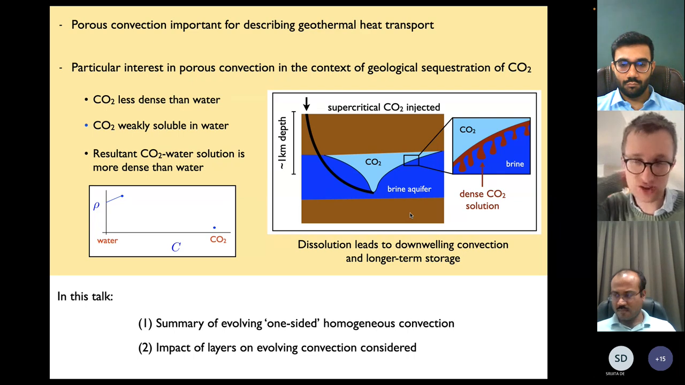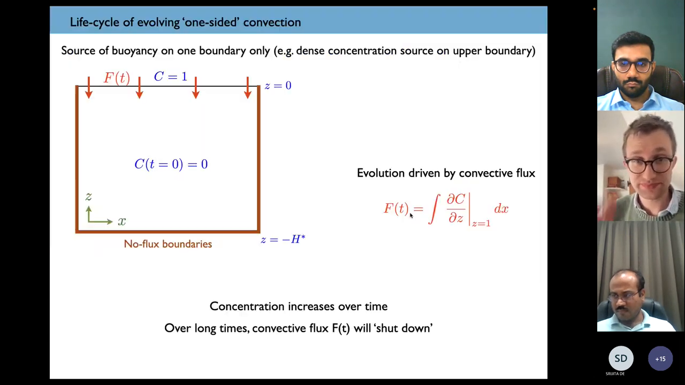I'm going to try to cover quite quickly what happens if there are no layers, just so you know the background story. That's what I'm calling one-sided homogeneous convection. And then I'm going to talk about what happens if there are layers.